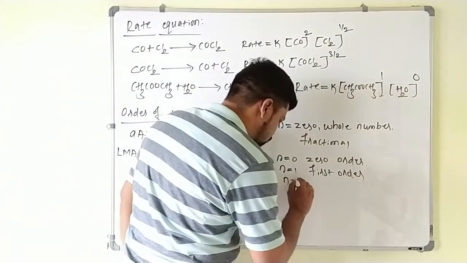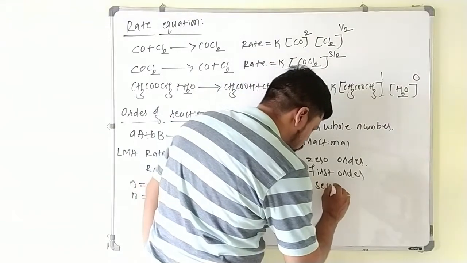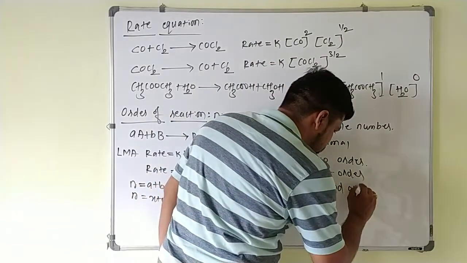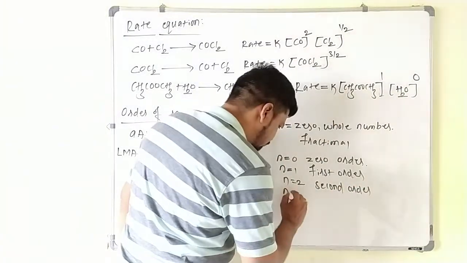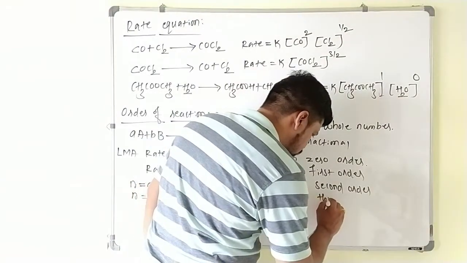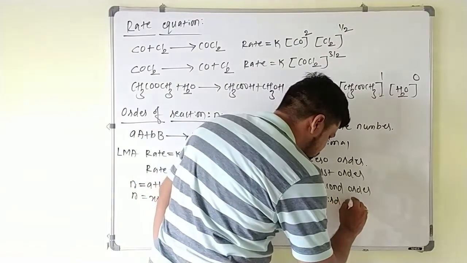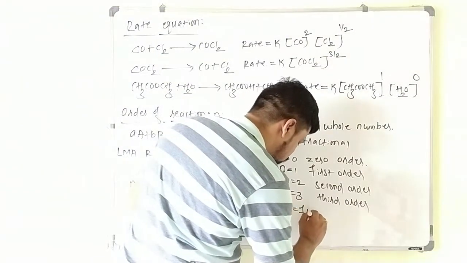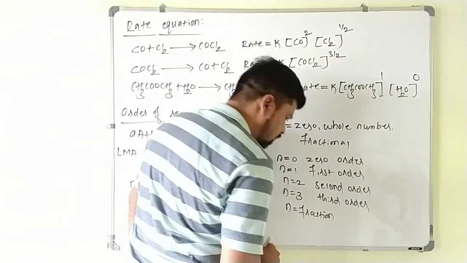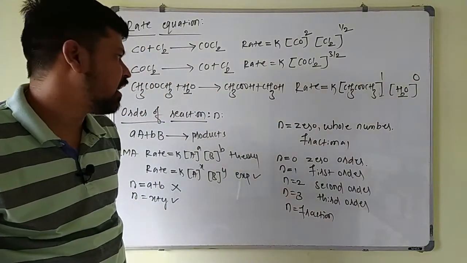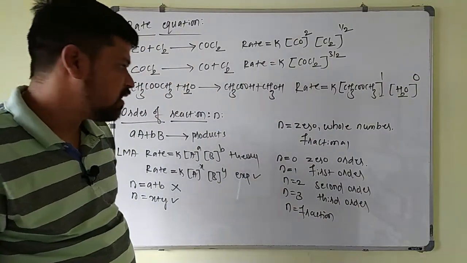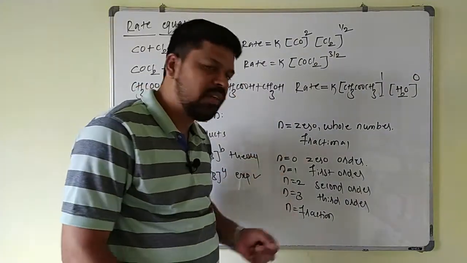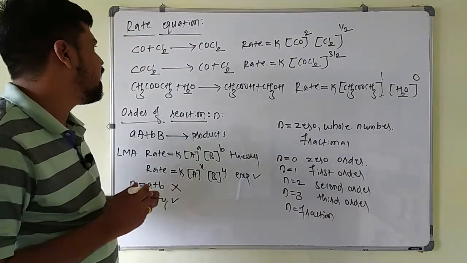If n value is equal to 2, second order reaction. If n value is equal to 3, third order reaction. If n value is fractional, if it is a fraction, then it is what? Fractional order reaction. Now I will write some examples for these zero order to fractional order reactions here.